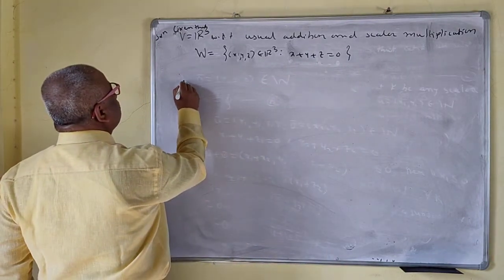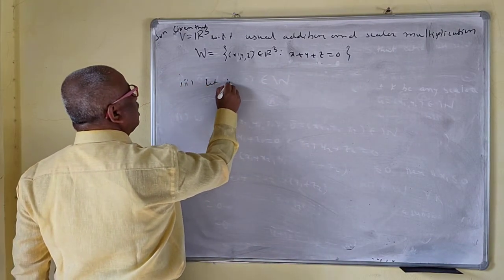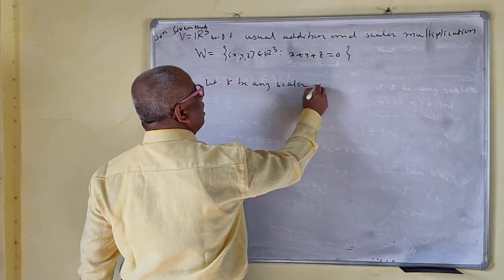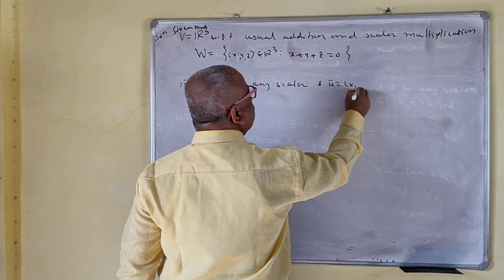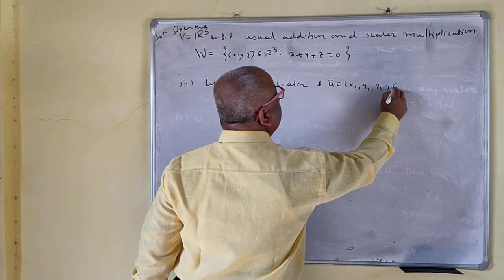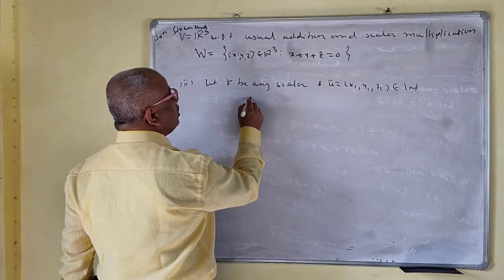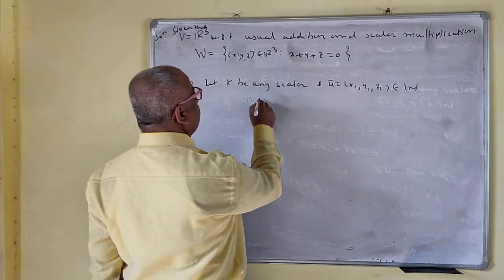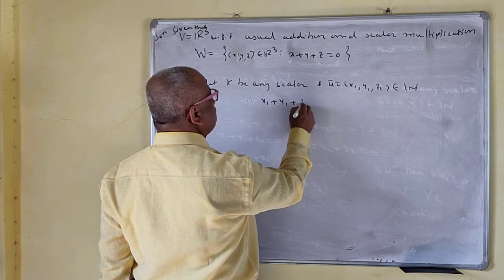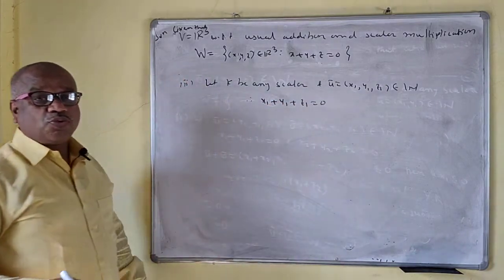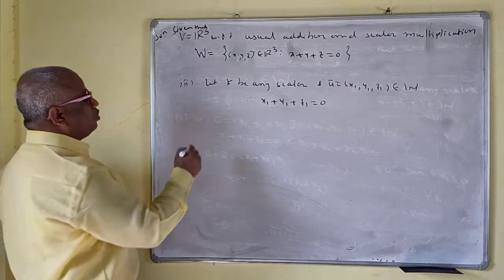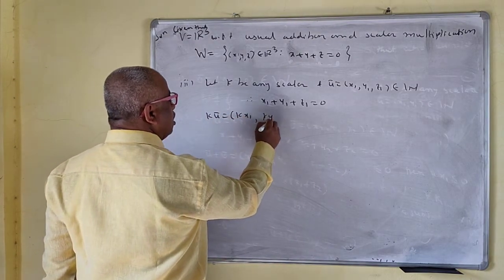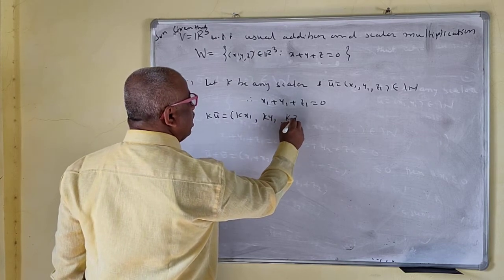Third, let K be any scalar, and u bar is equal to (x1, y1, z1) belongs to W. So u bar is in W, that means u bar satisfies the condition of W. So x1 plus y1 plus z1 is 0. What we want to prove is K u bar is a vector of W. So we'll find K u bar now. K u bar is (K x1, K y1, K z1).